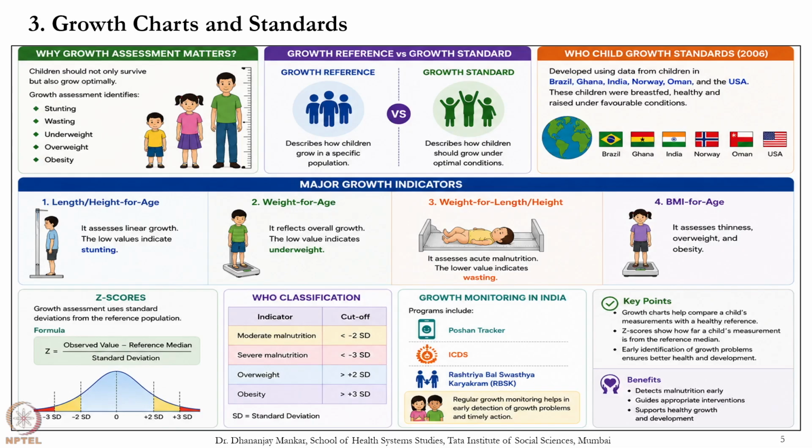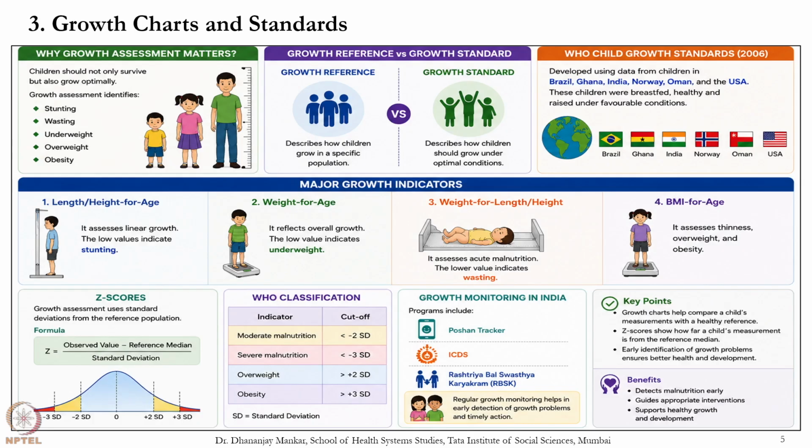What is the WHO classification which gives the indicators and the cutoffs? Overweight is above plus 2 SD and obesity is above plus 3 SD. SD is standard deviation, and standard deviation, as we know, is a very important indicator pointing towards nutritional disorders. Now we will talk about growth monitoring in India.